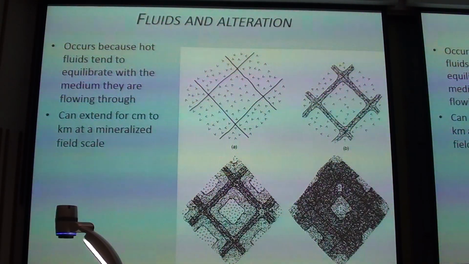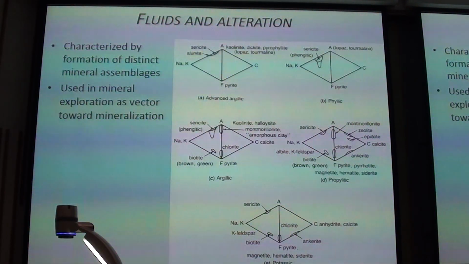And as you can imagine, when we have tons and tons of fluids migrating through the country rock, these will basically affect the country rock. Because fluids like to equilibrate with whatever medium they're flowing through, and so they react and form alteration mineral assemblages. And these can extend from centimeters to kilometers at field scale.